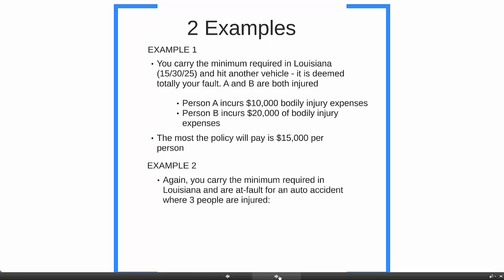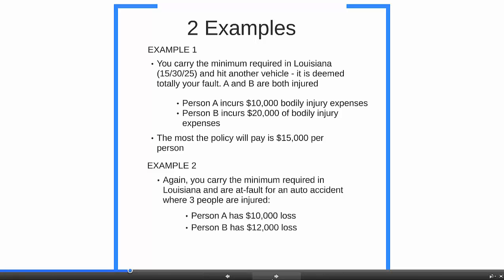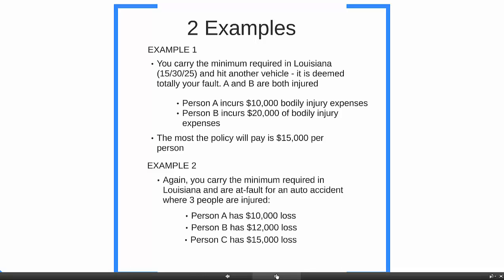Example 2. Again, you carry the minimum required in Louisiana and are at fault for an auto accident where now 3 people are injured. Person A has a $10,000 loss. Person B has a $12,000 loss. And person C has a $15,000 loss. Assuming all of these are bodily injury losses and you are liable, since the total limit on the policy is $30,000, the most the policy will pay is $30,000.